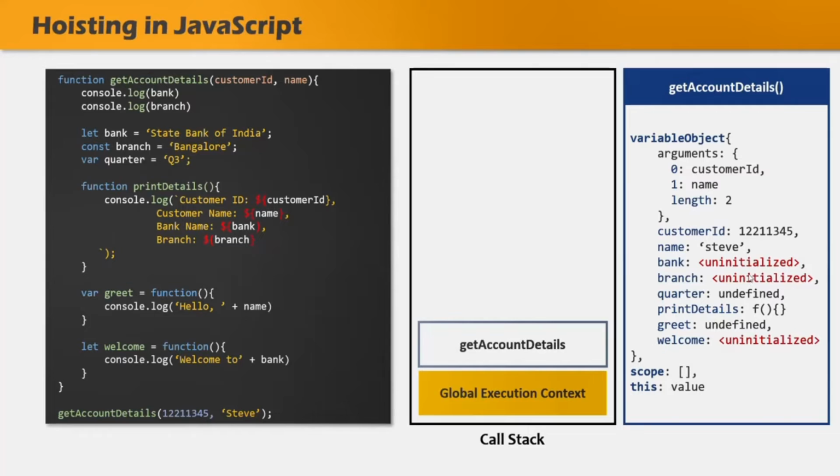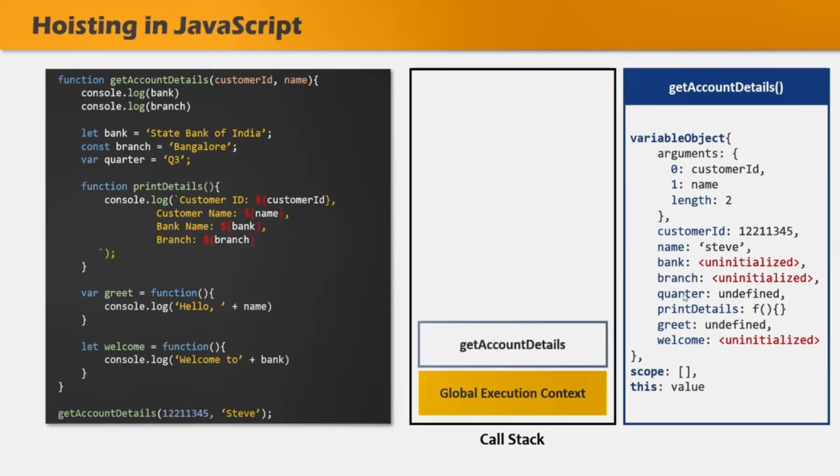So we can use the variable created using var keyword before it is declared, but it is going to return us undefined. But we cannot use bank and branch variables, which are created using let and const keyword, because they are assigned with uninitialized. So when we try to use them before they are declared, we are going to get an error. So we can say that the variable created using var keyword is hoisted in JavaScript.